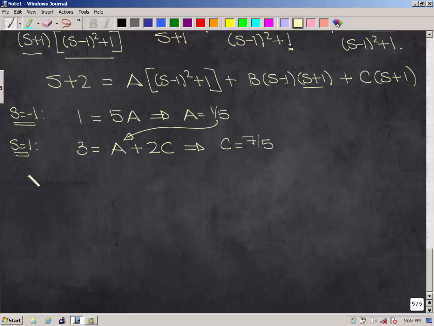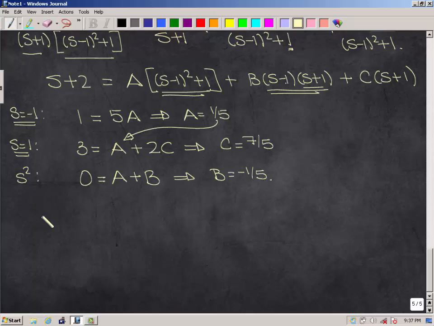Now to find b, I'm going to compare terms. I'll compare the s squared term. There's no s squared term on the left, so we get 0. If you expand this, you'll get an s squared, so there's a plus b, because when you expand this, there'll be an s squared. There's no s squared there. Since I know a, b is going to be negative 1/5. So I got all my constants, so that's great progress.